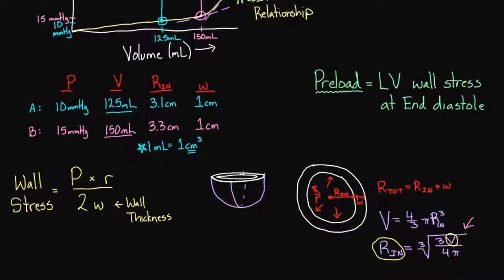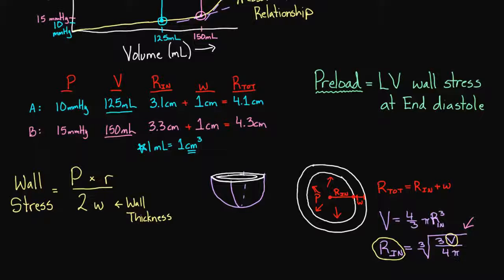And so the final variable we need is the total radius, which is simply the radius on the inside plus the wall thickness. So this is just adding those two numbers together. I can add those very easily and say the total radius is 4.1 centimeters. This will be 4.3 centimeters.